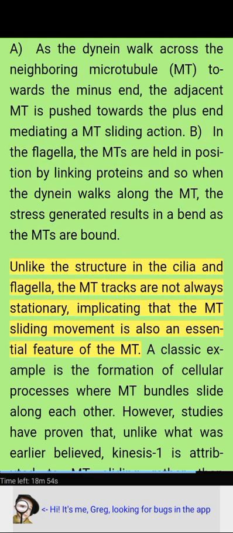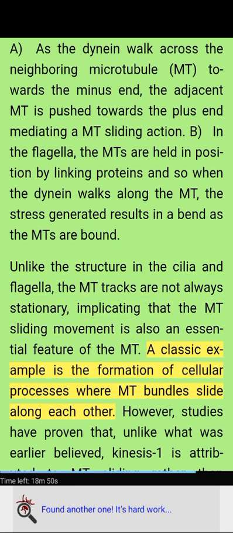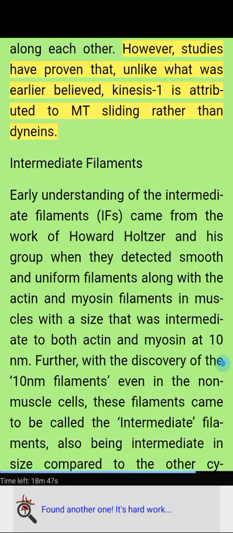Unlike the structure in the cilia and flagella, the MT tracks are not always stationary, implying that MT sliding movement is also an essential feature of the MT. A classic example is the formation of cellular processes, where MT bundles slide along each other. However, studies have proven that, unlike what was earlier believed, kinesin-1 is attributed to MT sliding rather than dyneins.